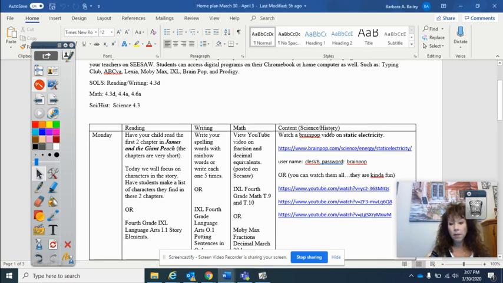Okay. The other thing that I would like you to do for today is to read the first 2 chapters in James and the Giant Peach. If you have not done that, make a list of the characters in the story, or you can go on to 4th grade IXL language arts. In the lesson, it's an I1. It looks like 1-1, but it's I1. For writing, just focus on IXL 4th grade language arts for right now.